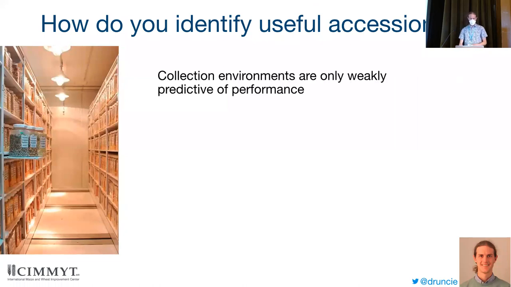I think that means that the collection environment itself is only weakly predictive of performance or usefulness in that particular environment. So if we're just going to go into accession selection based on the climate of origin of each of our accessions, we're probably not going to do very well. We need to have more information to be able to make accurate selections among those millions of candidates.